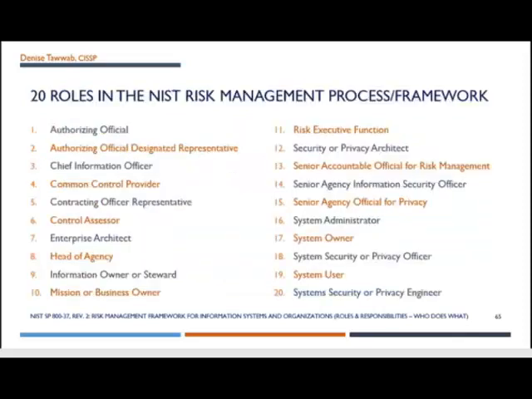And that, guys, are the 20 roles in the NIST risk management process framework. Authorizing official, designated representative, chief information officer, common control provider, contracting officer representative, control assessor, enterprise architect, head of agency or CEO, information owner or steward, mission or business owner, risk executive function, security or privacy architect, senior official, accountable official for risk management, chief information security officer, your senior agency official for privacy, the system administrator, system owner, system security or privacy officer, system user, and system security or privacy engineer.